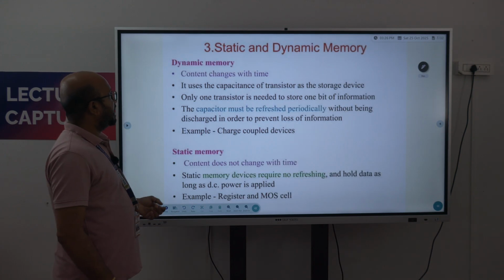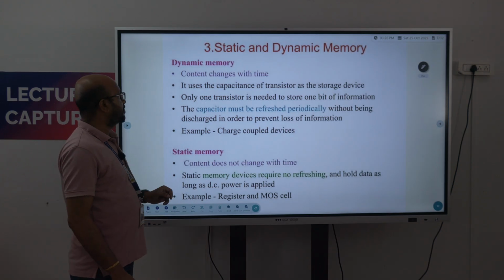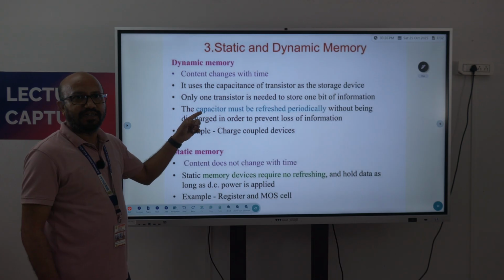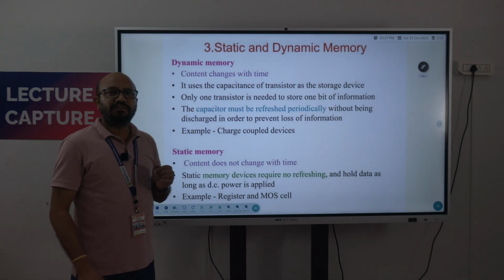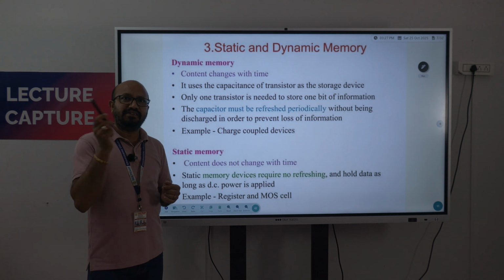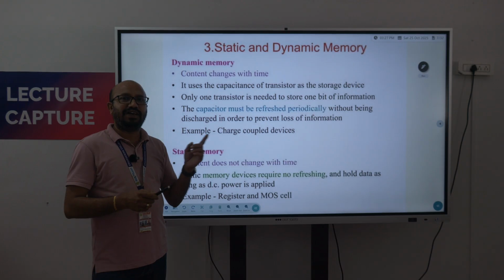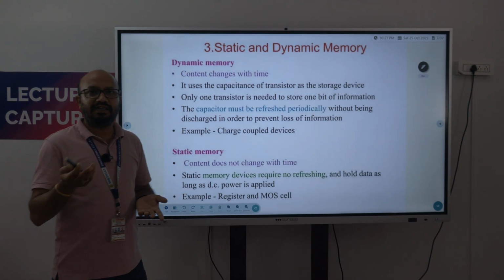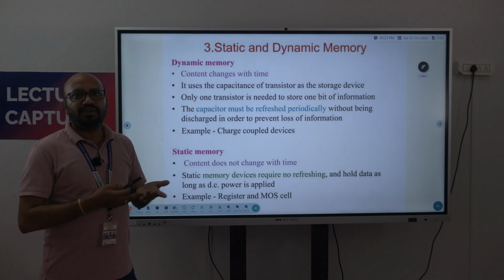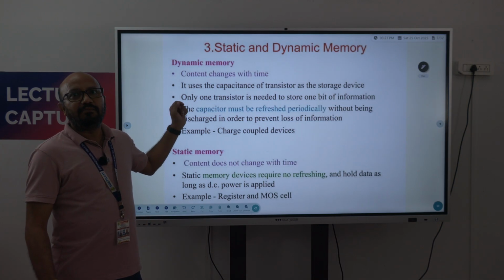See, dynamic content changes with time. That type of memory is called a dynamic memory. It uses the capacitance of a transistor as a storage device. What is the operation of a capacitor? A capacitor we can charge and discharge. Here if it is charged, the binary value is 1. If it is discharged, the binary value is 0. This is how we are storing the data by using a capacitor in the memory.